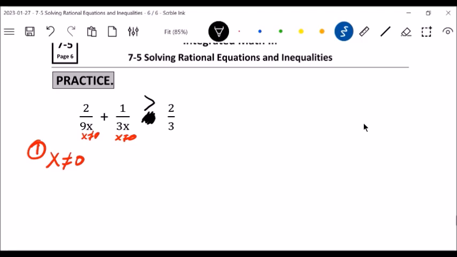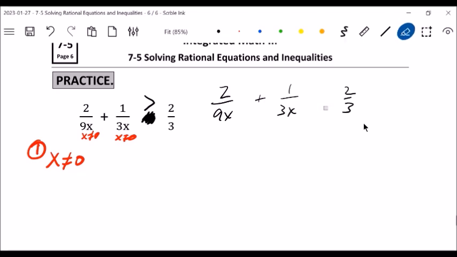Now we're going to solve this as normal. 2 over 9x plus 1 over 3x greater than 2/3. Well, I'm going to use this equal. And the LCD here is a 9 and an x, and both of these 3's are already in that. So it looks like it's just 9x. Right?